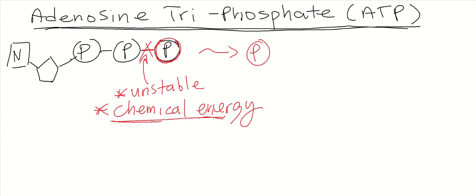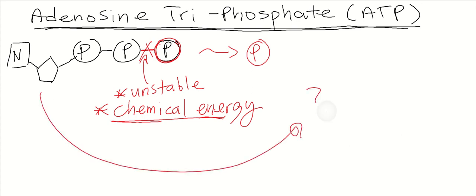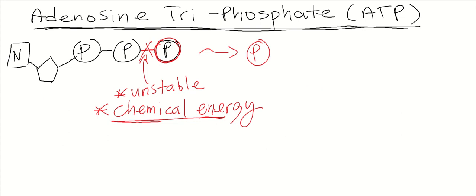So what happens is when that bond breaks, that phosphate is going to transfer the energy that was in ATP to a different molecule. It does this to all kinds of molecules, and this is how ATP provides energy for cells in the body.